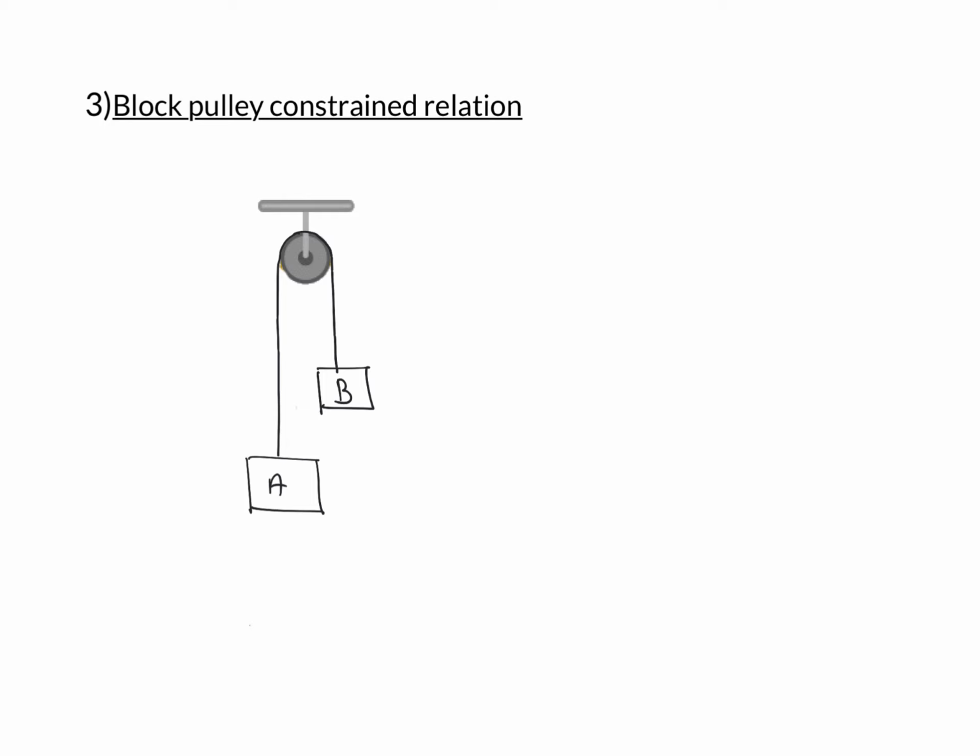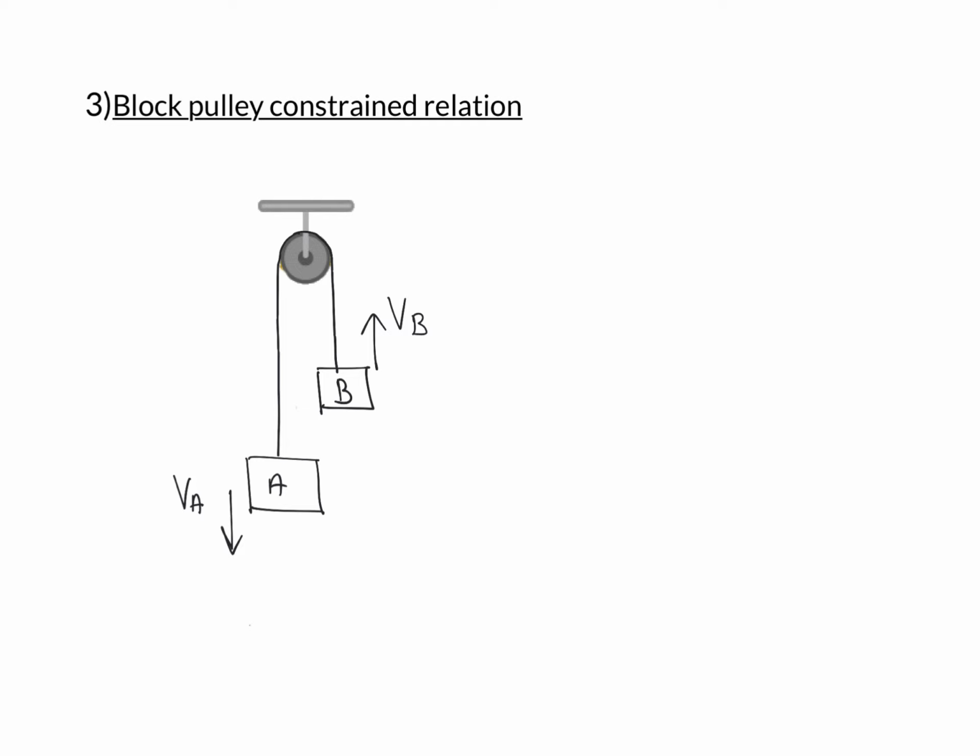Now we'll discuss the block pulley constraint relation. So over here we are having two situations. One is the constraint relation for a fixed pulley and the other is the constraint relation for a movable pulley. Over here the pulley is smooth and it is fixed. So you can just say the direction of motion of these particles. Let's say this block A is moving in downward direction with an instantaneous velocity Va, and this block B is moving in upward direction with an instantaneous velocity, take it as Vb.